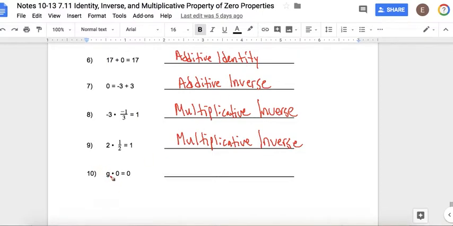And the last example, number 10. G times 0 equals 0, so I multiplied by 0 and got an answer of 0, so that is multiplicative property of 0.